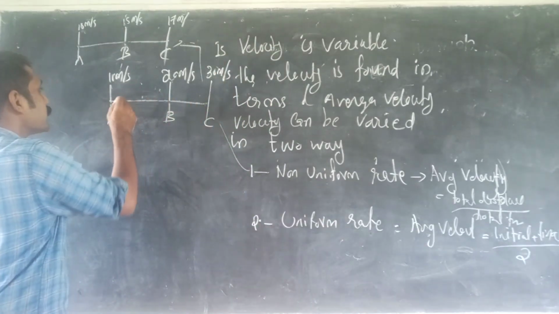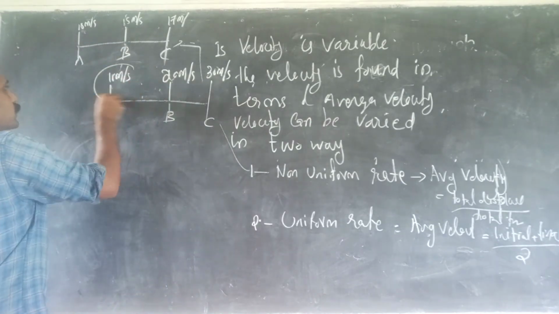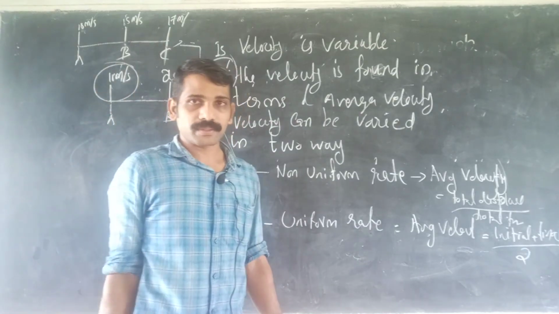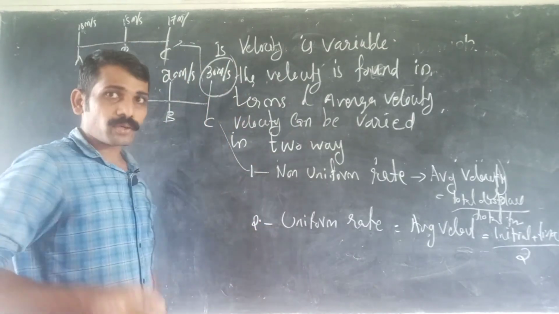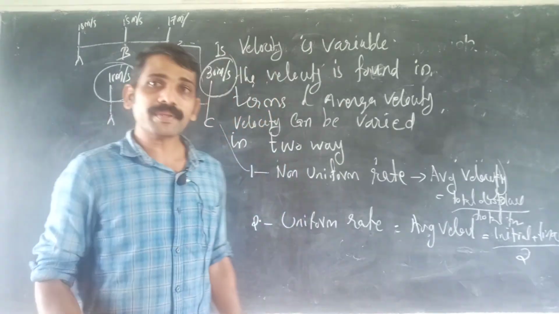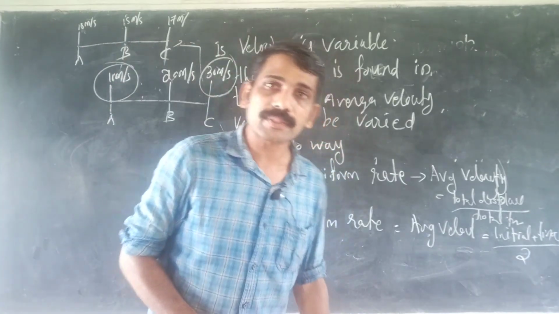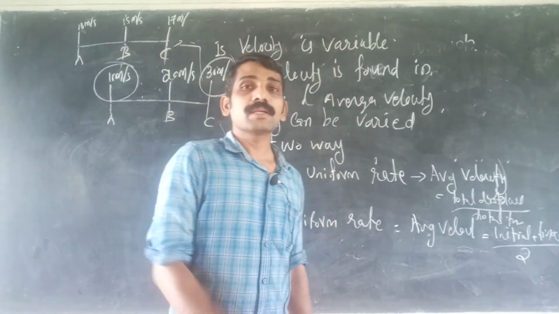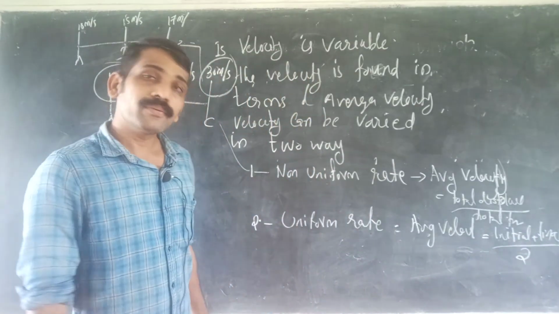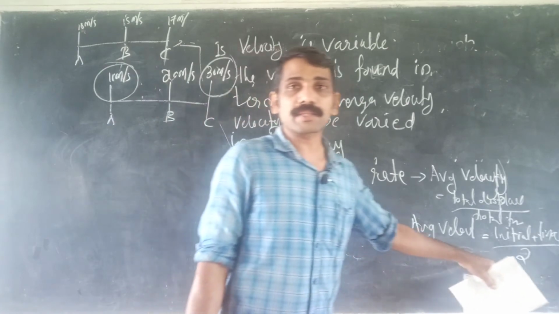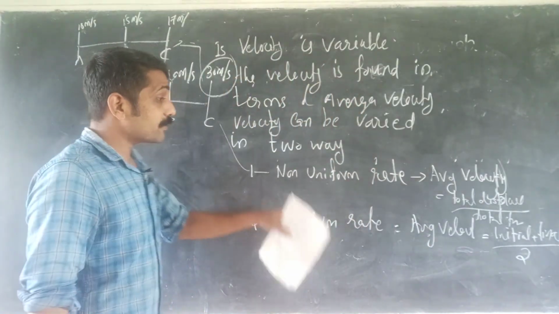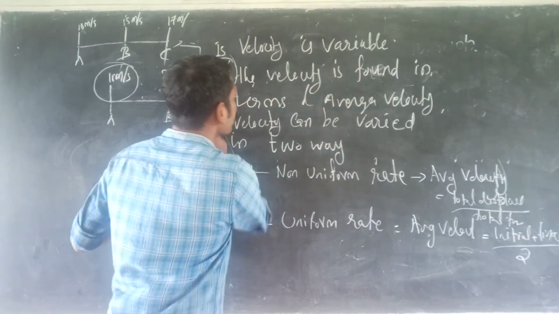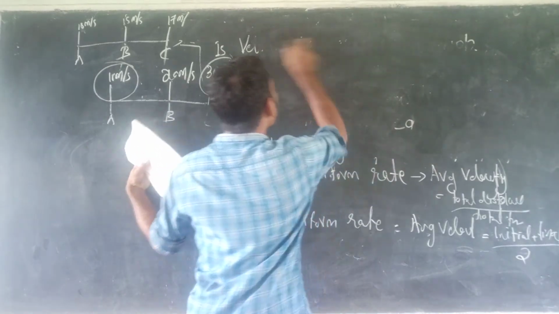What is initial velocity? Initial velocity means the first velocity, that is 10. Final velocity is the end velocity, last velocity. Initial velocity is the first velocity when the object is moving. When we are observing the velocity, that velocity is called the initial velocity. Final velocity means the ending velocity. When the object is going to end, that velocity is called final velocity. So average velocity is found by initial velocity plus final velocity by 2.